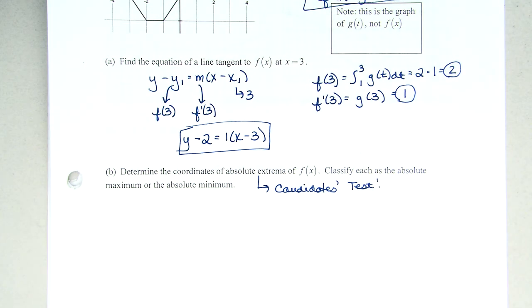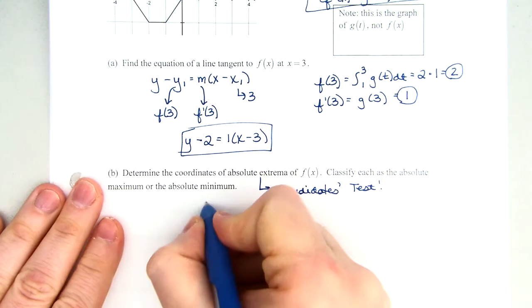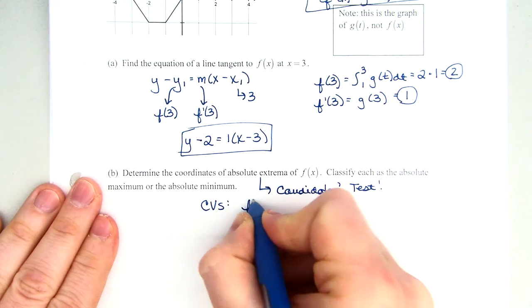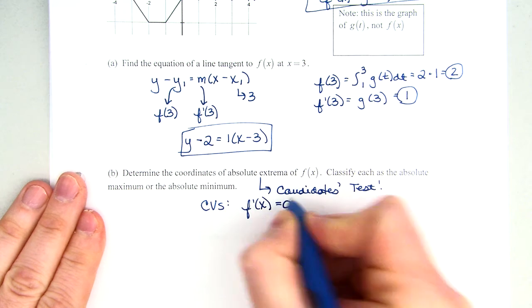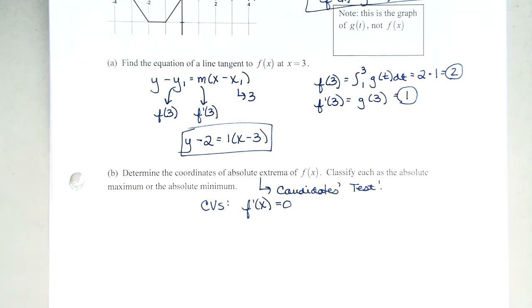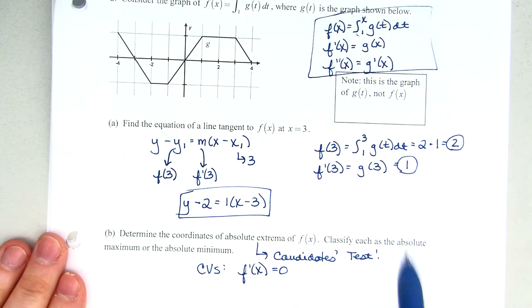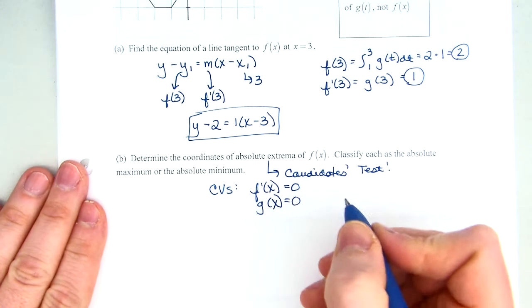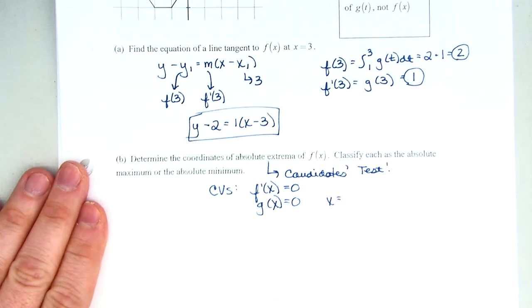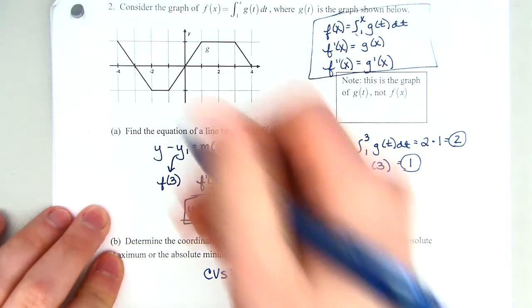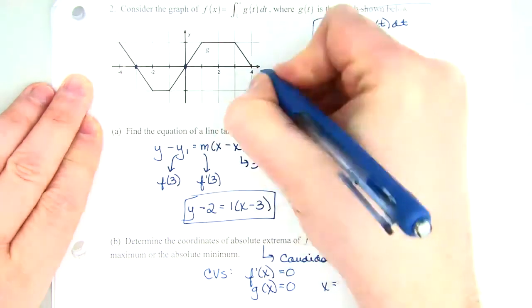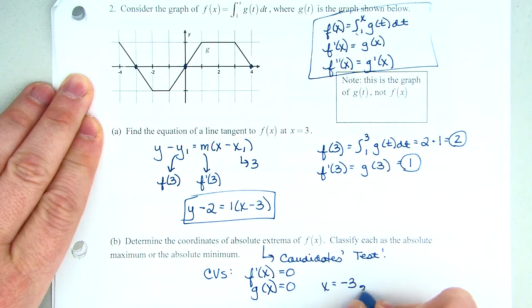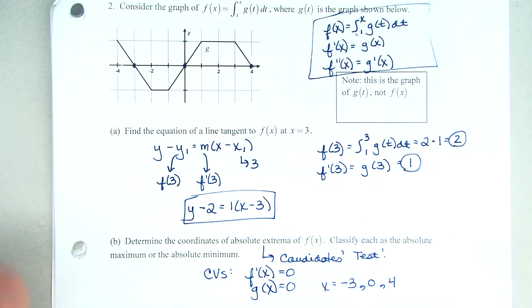So I first need to find my critical values, places where f prime of x equals 0. Can you tell me the critical values? Where does f prime of x equal 0? According to my little code up here, f prime of x is g of x, so I'm looking for where g of x equals 0. Okay, so I've got the graph of g. I want to know where the y values are 0. I'm thinking here, here, here. That's x equals -3, 0, and 4.